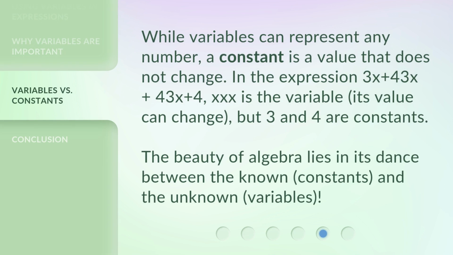While variables can represent any number, a constant is a value that does not change. In the expression 3x + 4, x is the variable. Its value can change, but 3 and 4 are constants. The beauty of algebra lies in its dance between the known, constants, and the unknown, variables.